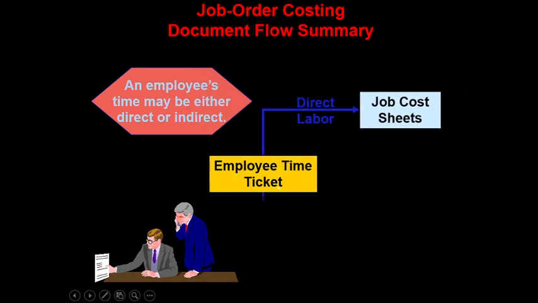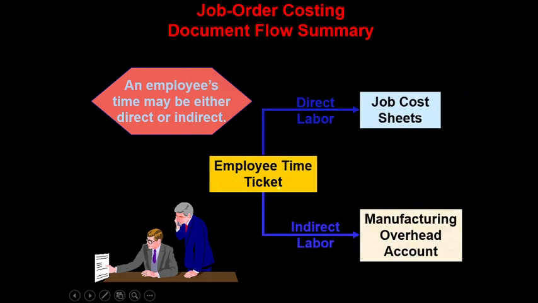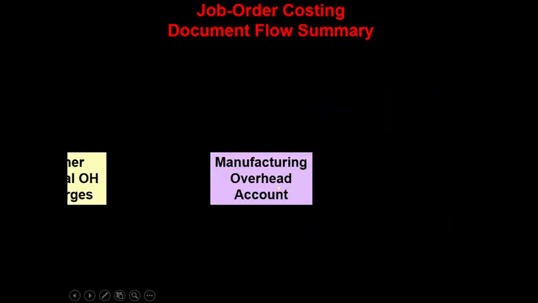And then you also have your employee time ticket. From your employee time ticket, you can determine how much of that will be your direct labor cost and how much will be the indirect labor. Direct labor cost will go directly to your job cost sheet, while your indirect labor will go to your manufacturing overhead account. I-accumulate muna natin siya doon.